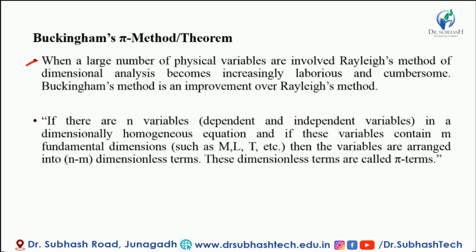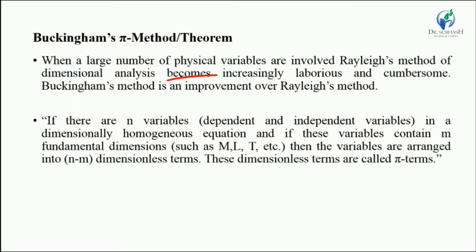First of all, Buckingham's Π theorem and methods of dimensional analysis. With the help of this theorem, we can develop an equation with n number of dependent variables, which is not possible in Rayleigh's method of dimensional analysis, because if the number of variables is large, that method is laborious and difficult. So this problem of Rayleigh's method is overcome by Buckingham's Π theorem.